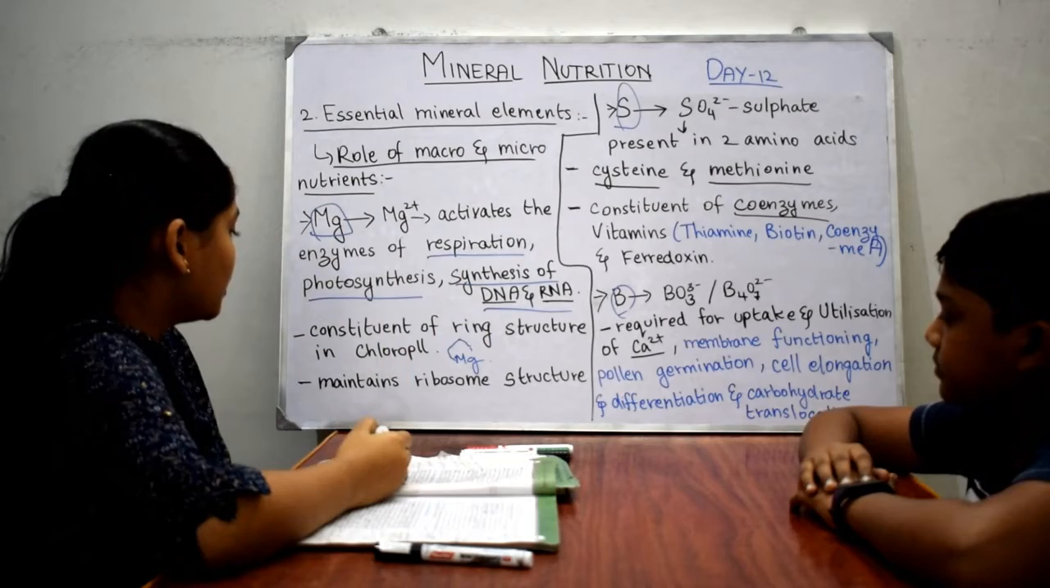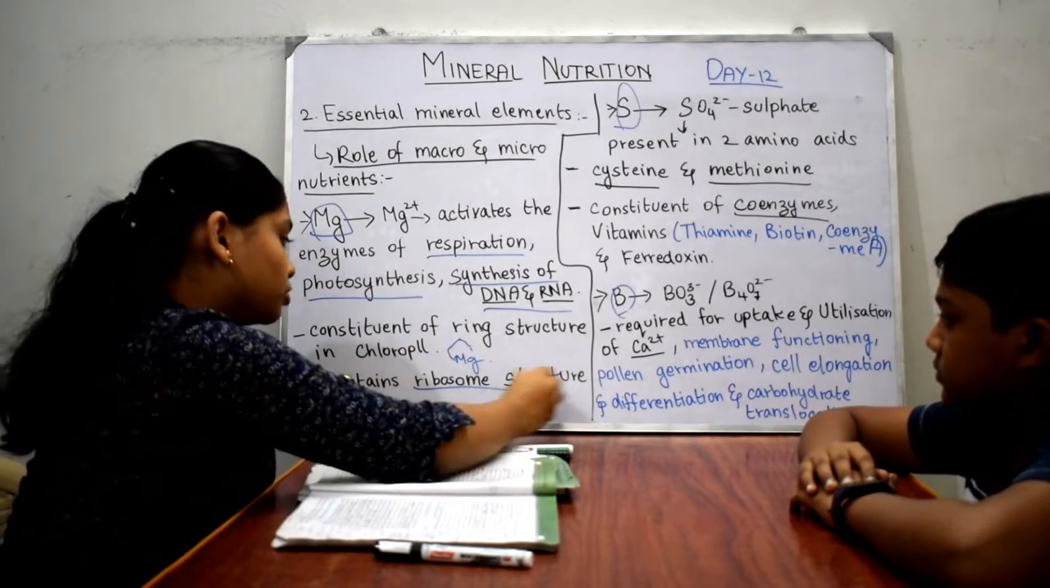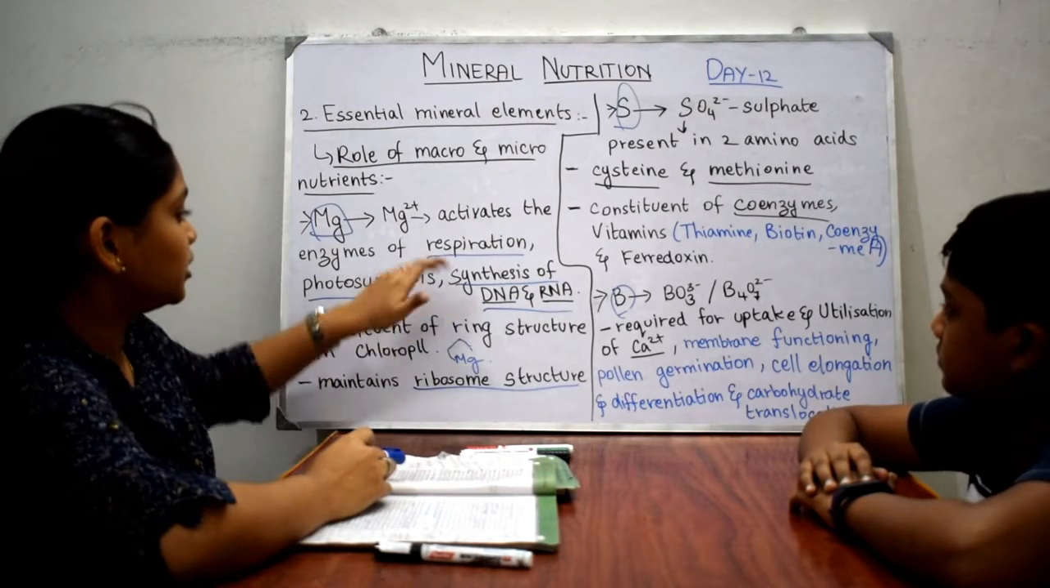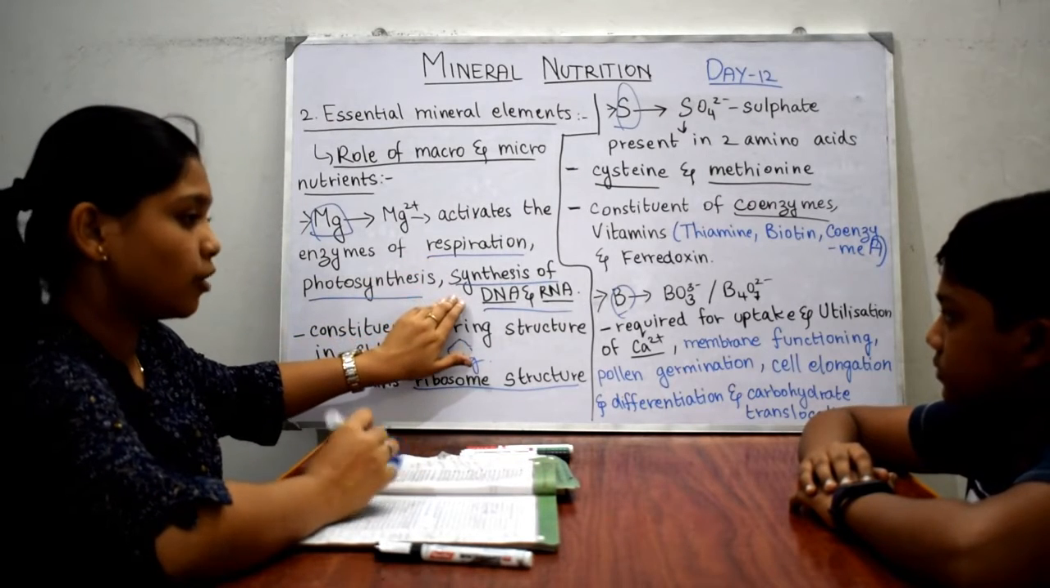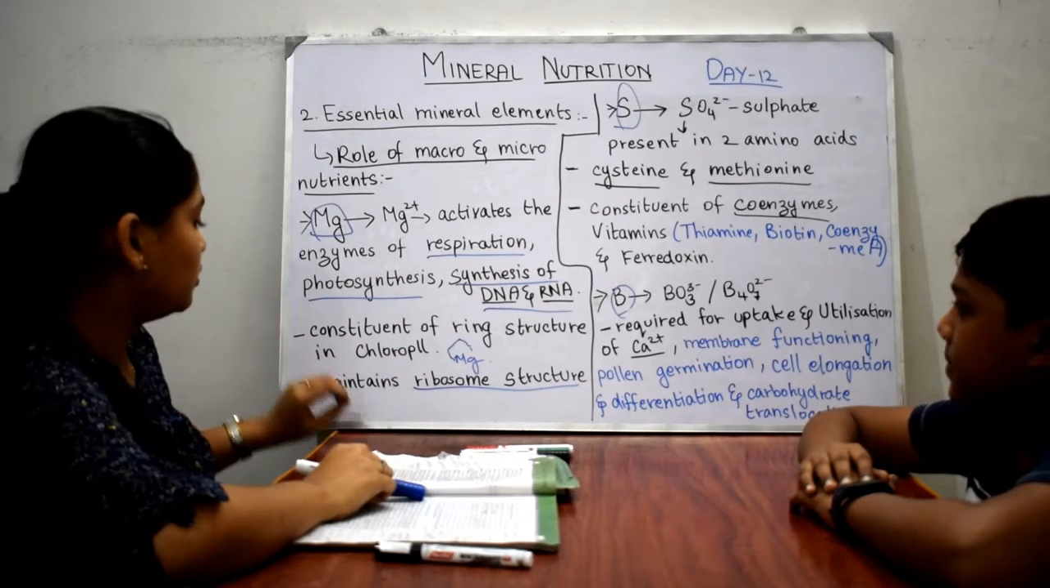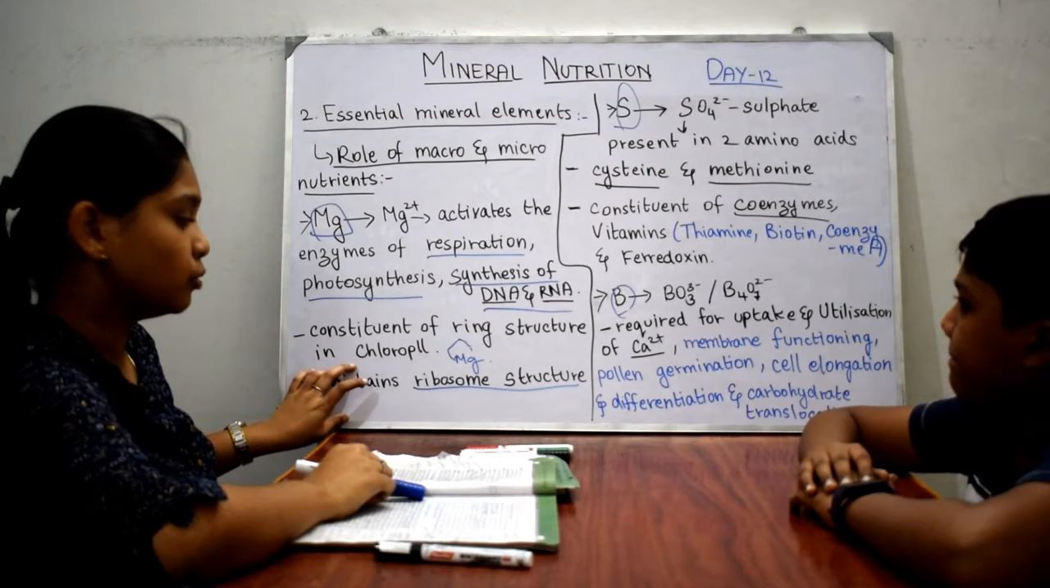It also maintains ribosome structure. So there are 3 points: respiration, photosynthesis, and synthesis of DNA and RNA. And it is a constituent of chlorophyll, and it maintains ribosome structure.